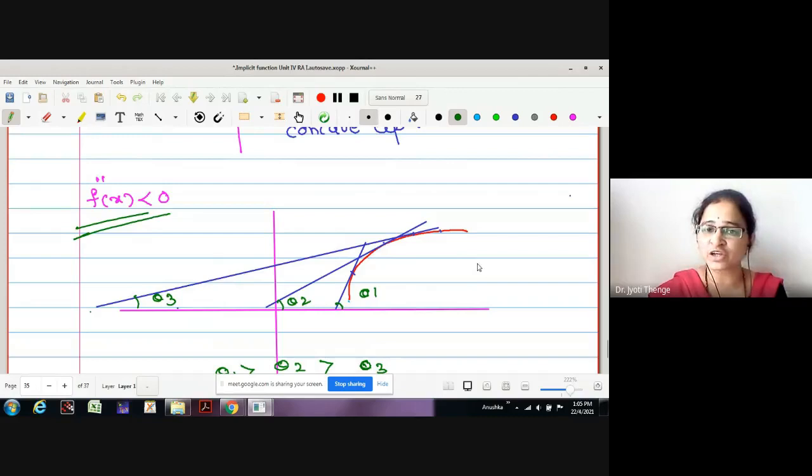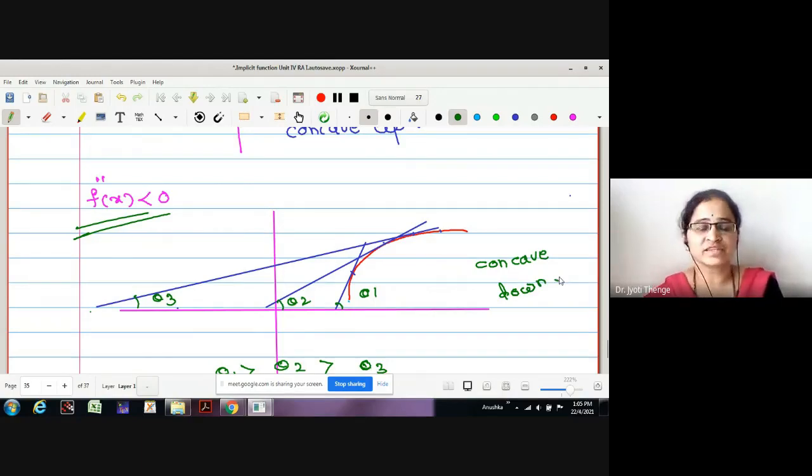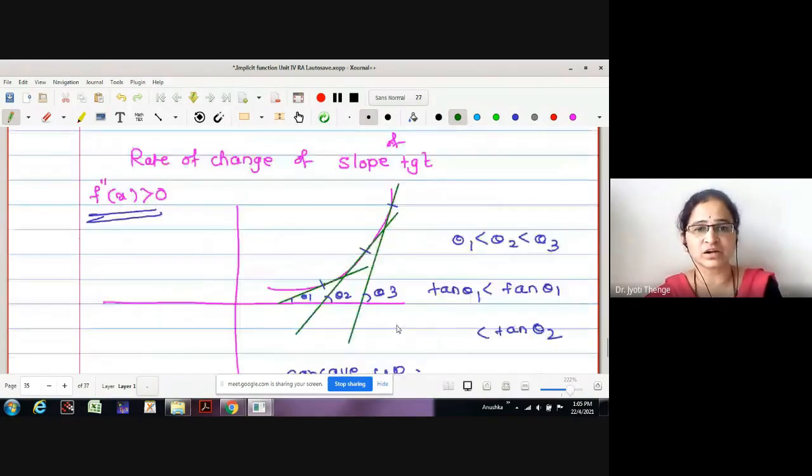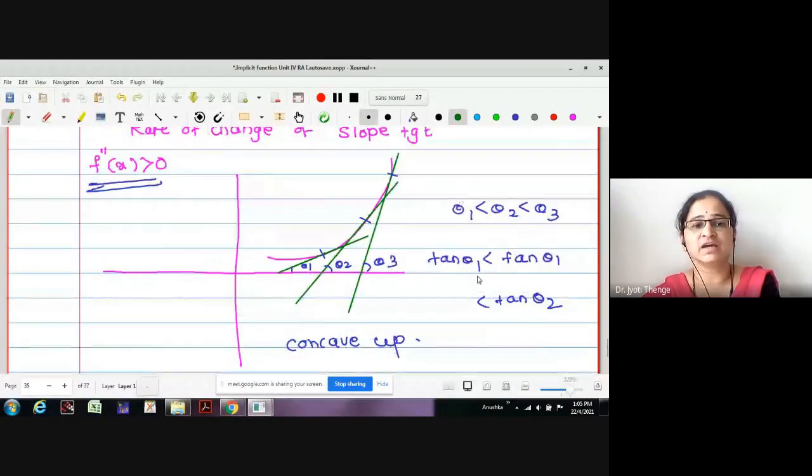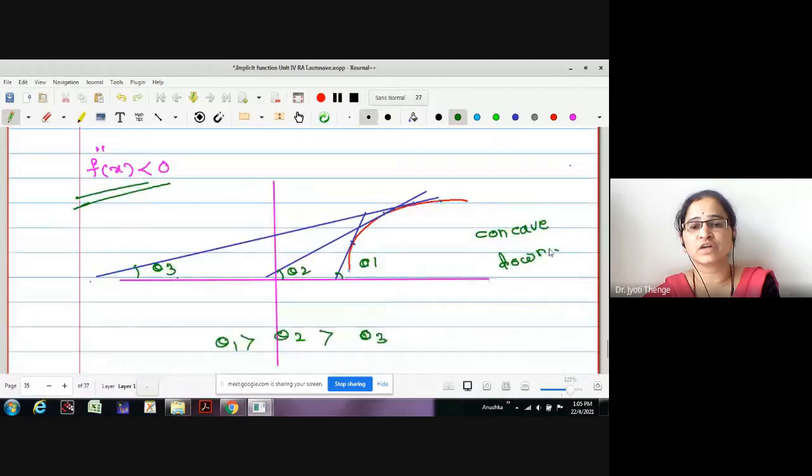Therefore, what will be the nature of the curve in this case? The nature of the curve is concave down. Therefore, second order derivative tells us the rate of change of slope of tangent. Therefore, if it is positive, the nature of the curve is concave up. If it is negative, the nature of the curve is concave down.